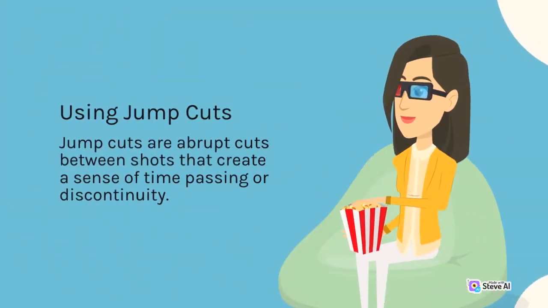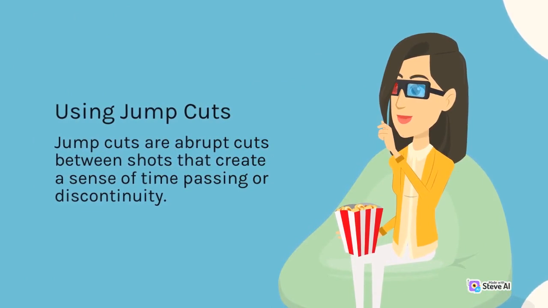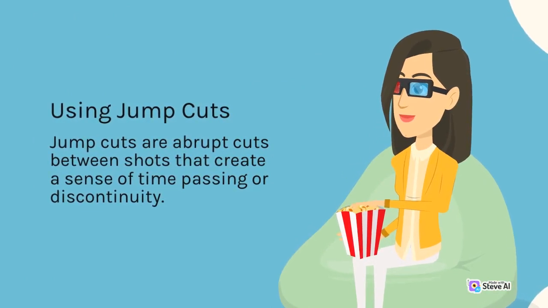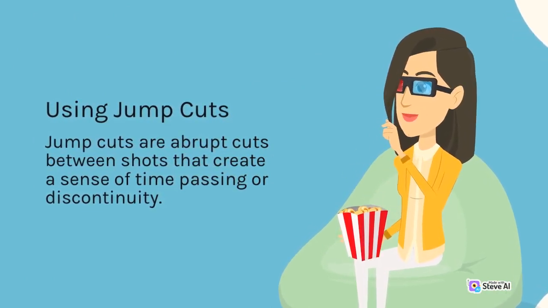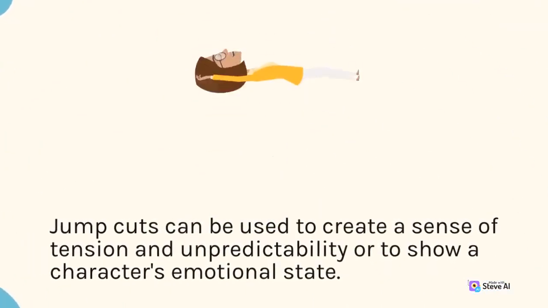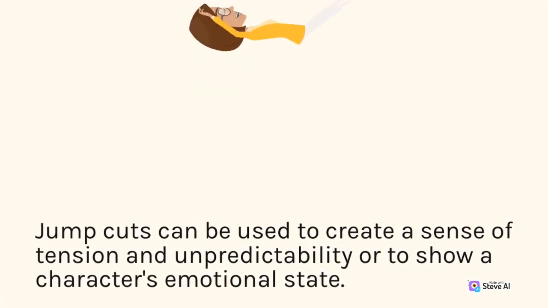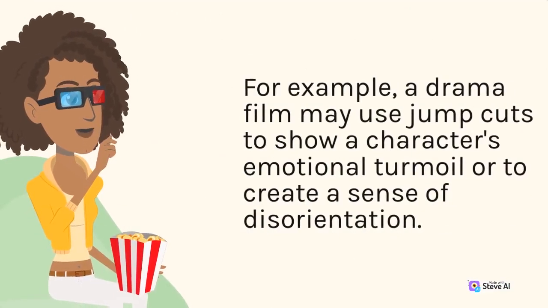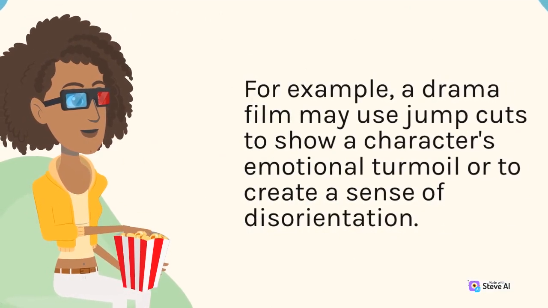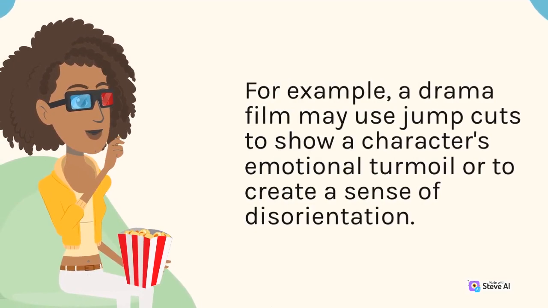Using jump cuts. Jump cuts are abrupt cuts between shots that create a sense of time passing or discontinuity. Jump cuts can be used to create a sense of tension and unpredictability or to show a character's emotional state. For example, a drama film may use jump cuts to show a character's emotional turmoil or to create a sense of disorientation.